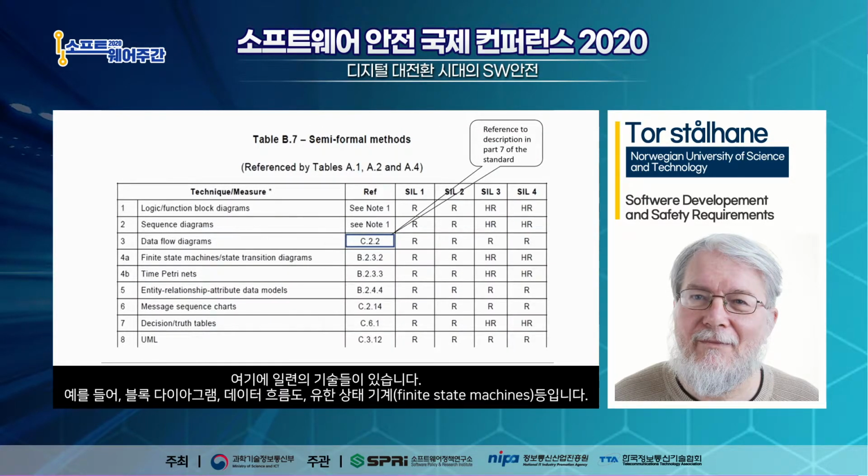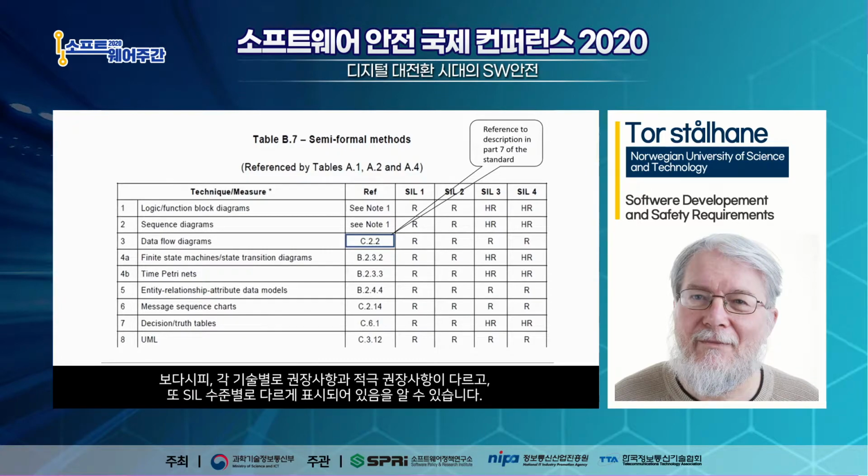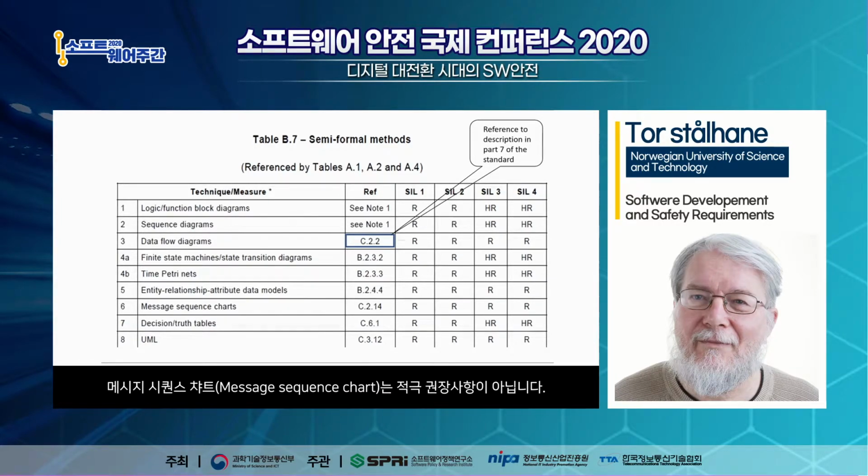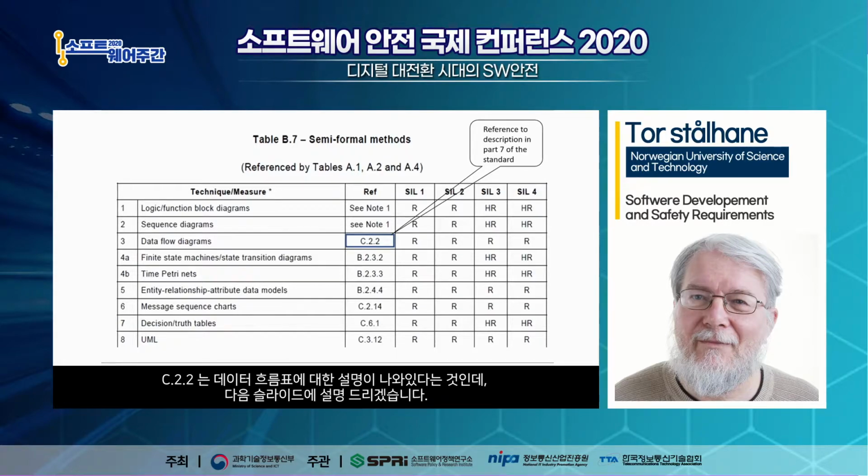And there is a set of techniques like block diagram, sequence diagram, data flow diagrams, finite state machines, and so on and so forth. And you see some of them are not recommended, or at least not highly recommended, while some are highly recommended for higher SIL levels. And yeah, you see message sequence charts are not highly recommended. Since that's one of my favorite techniques, that's really sad, but oh, whatever. C22 is an explanation of data flow diagrams, so we'll see that next.